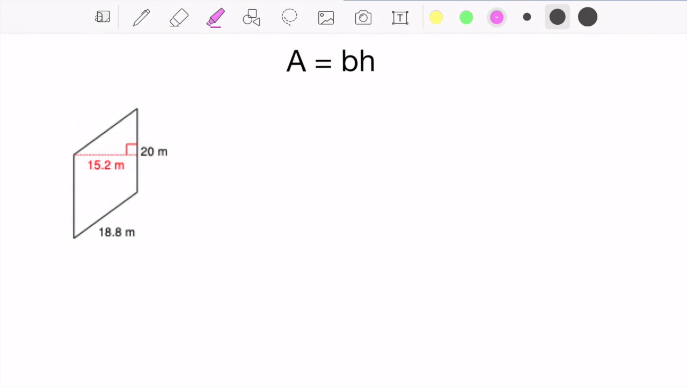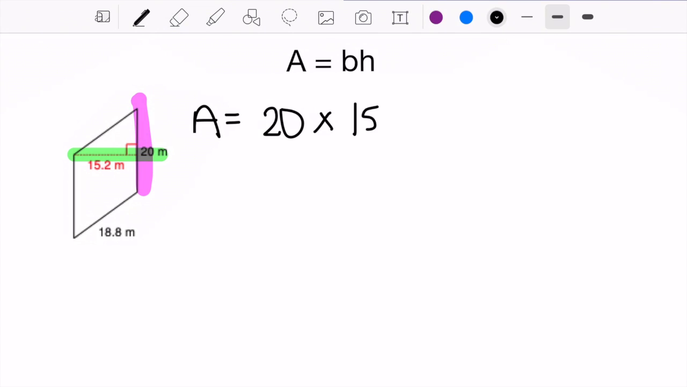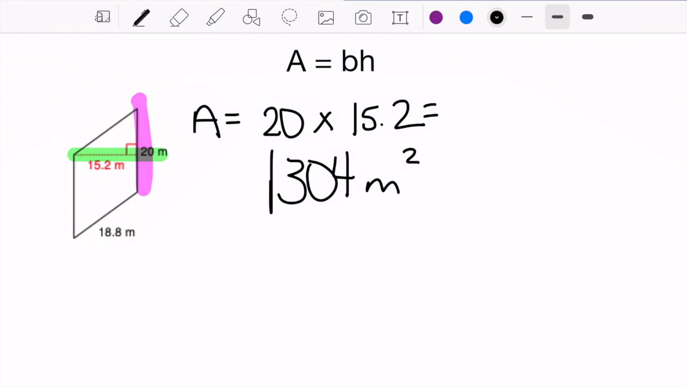Last one. We have our base and our height. So area equals our base of 20 times our height of 15.2, which will give us an area of 304 meters squared. And again, I just plugged these into my calculator, working through those formulas. So all of this will just be using a formula over and over. So that'll be the end of parallelograms.